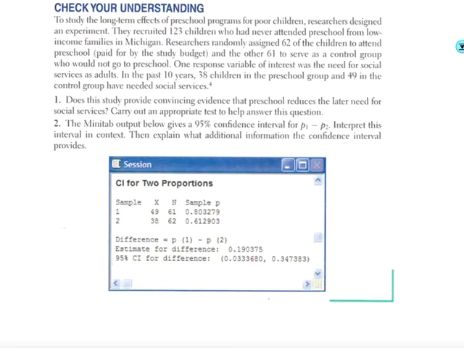One response variable of interest was the need for social services as adults. In the past 10 years, 38 children in the preschool group and 49 in the control group have needed social services. So your control group would be those who did not go to preschool. So number 1 says, does the study provide convincing evidence that the preschool reduces the later need for social services? Carry out an appropriate test to help answer this question.